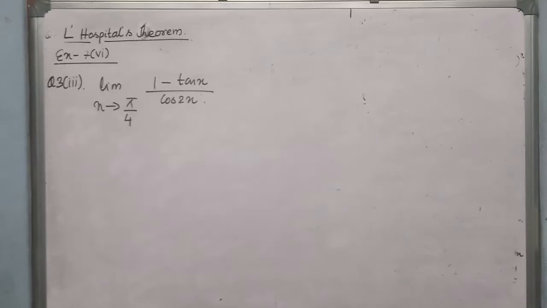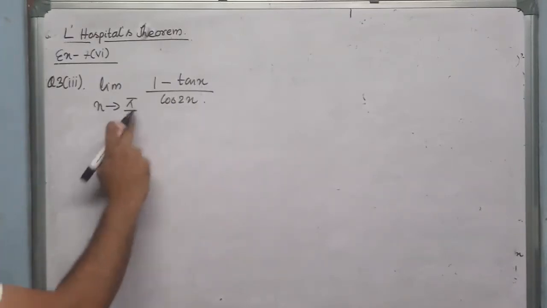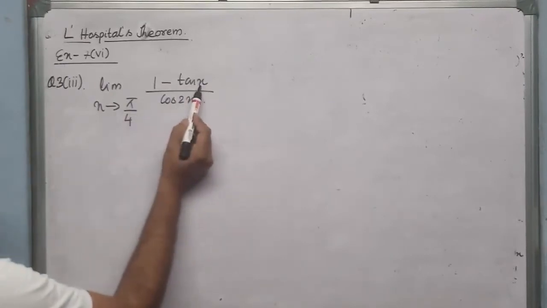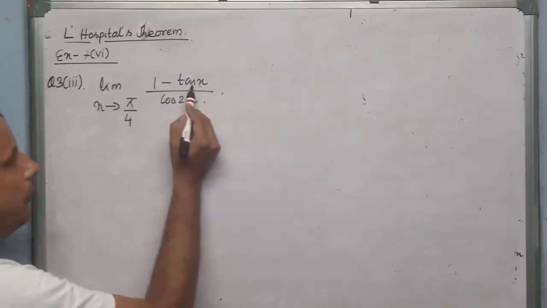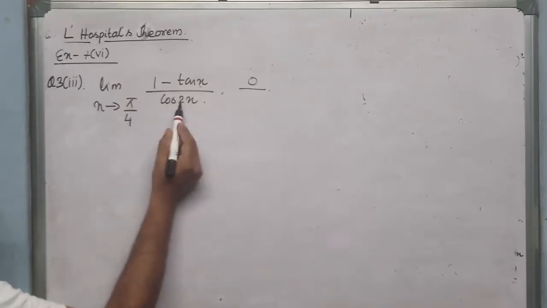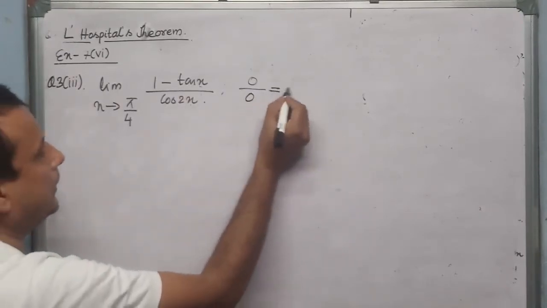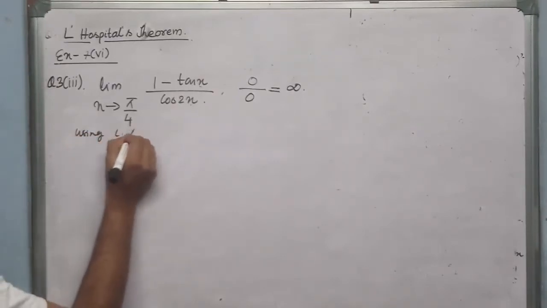Now another important question. Limit x tends to pi by 4, 1 minus tan x over cos 2x. First of all, I'll substitute the values over here. If I substitute pi by 4, tan pi by 4 means tan 45 degrees. The value of tan 45 is 1. 1 minus 1 is 0. Then I'll substitute pi by 4 in the denominator. 2 into pi by 4 means pi by 2. Cos 90 degrees is also 0. This is undefined. Now using L'Hospital's rule.